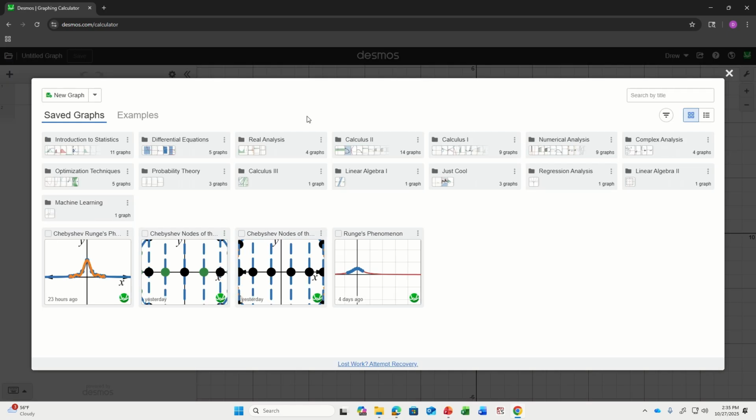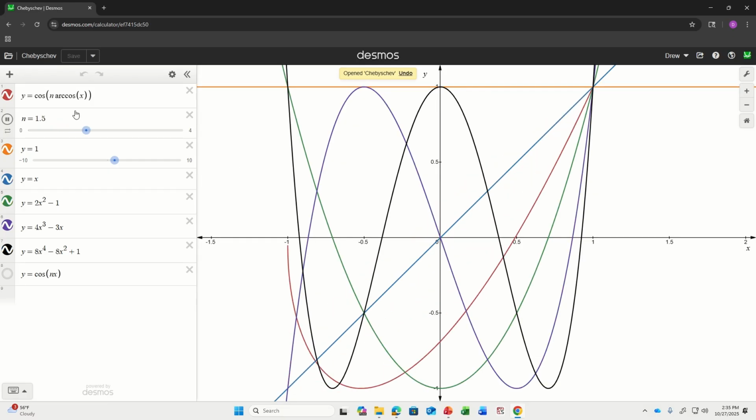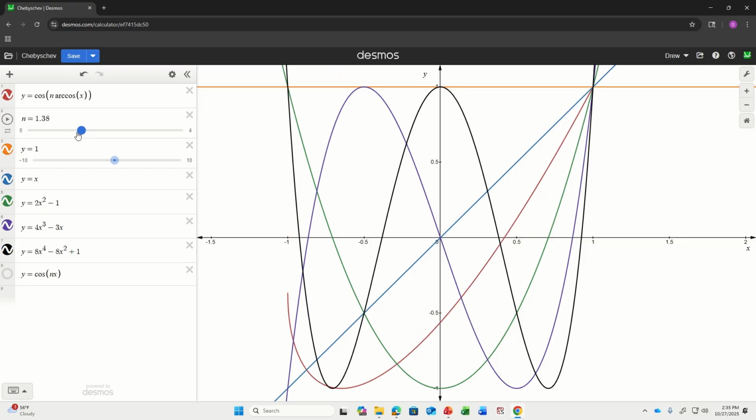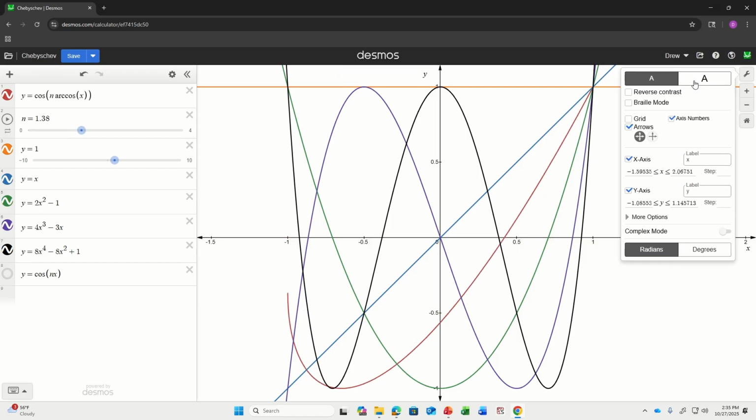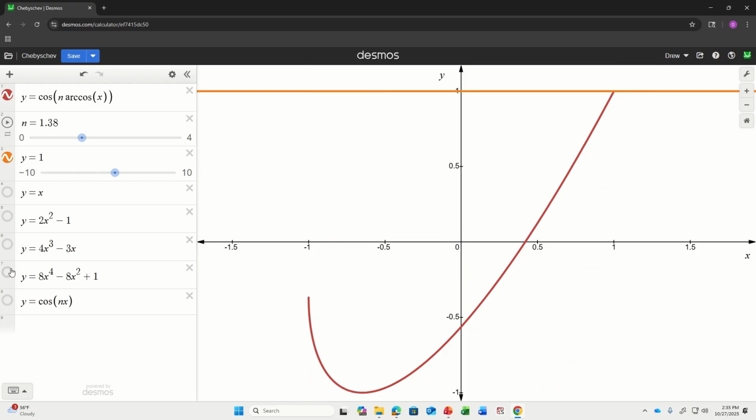And we are in numerical analysis. Here we go. So, what are we looking at? I'll show you one thing at a time. It's a little bit less busy.